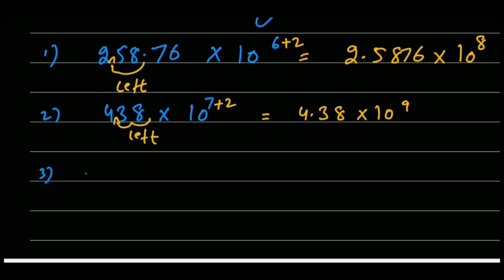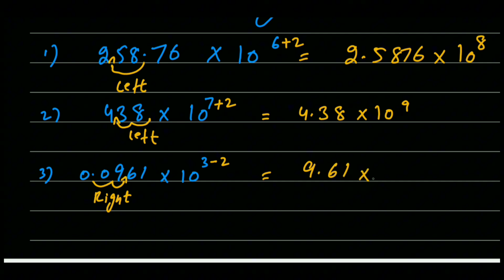Third example, if your question is 0.0961 multiplied by 10 raised to power 3. This is not the required range, so our decimal should be after 9. So it means our decimal has to move two numbers right, and as I told you, right means reduce, so our power should be reduced by 2. So the answer will be 9.61 multiplied by 10 raised to power 1. So no need to put power 1 here.